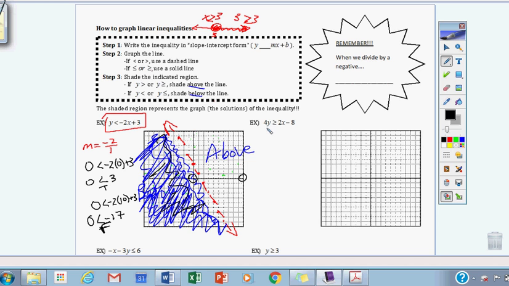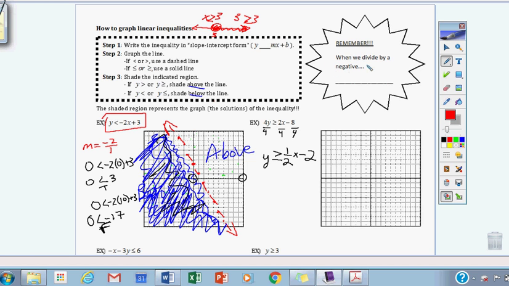All right, let's try another one. First of all, it's not in slope-intercept form if we look at step 1, because we have to divide everything by 4. Once we do that, we get y is greater than or equal to 2/4, very careful, which is 1/2 x, and then minus 2. Now, one thing I'm going to say right now, let's switch to red.